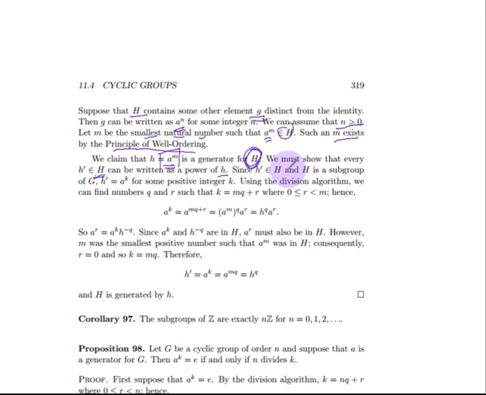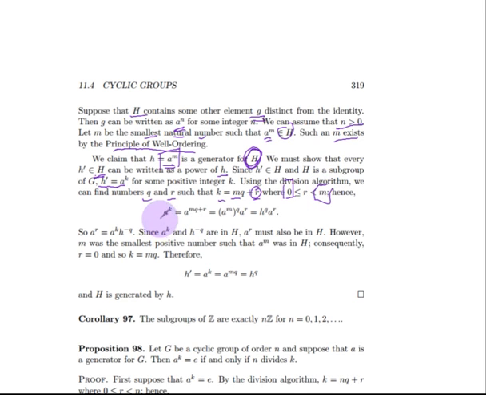Since H prime is in H and H is a subgroup, then H prime is equal to A to the k. Using the division algorithm, we can find numbers q and r such that k equals mq plus r. Remember what m is: m is the power that appears in the element H, and k is the power that appears in H prime. So we're dividing the power of H prime by the power that appears in H, and we get some remainder, where the remainder is between 0 and m.